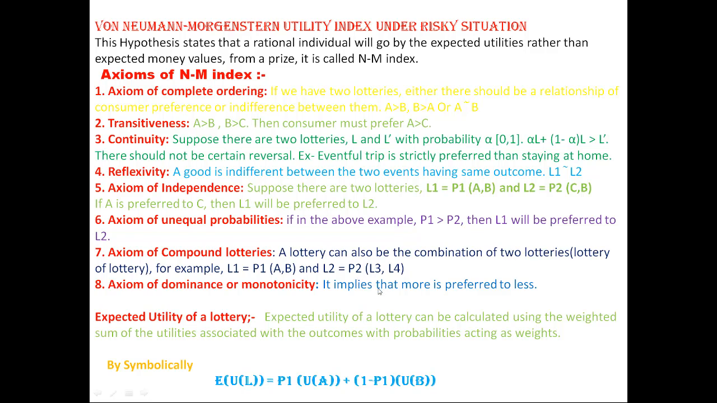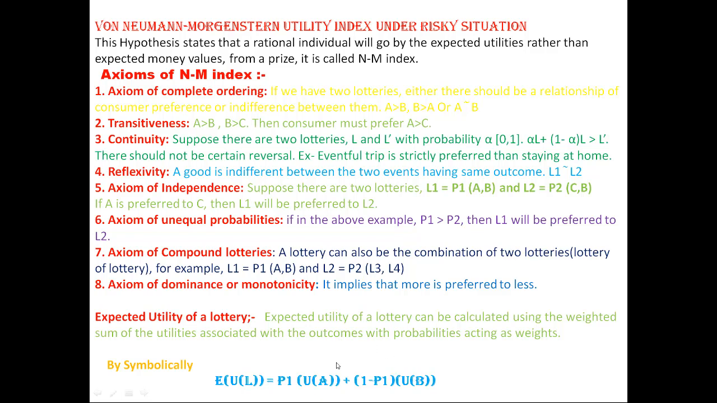And the axiom of monotonicity. It implies that more is preferred to less. Monotonicity says that more is preferred. Expected utility of a lottery can be calculated as the weighted sum of the utilities associated with the outcomes, with probability acting as the weight. So I already said that probability acts as the weight. So the utility of lottery L depends upon probabilities P1 and 1 minus P1, and here are the utility of A and the utility of B.